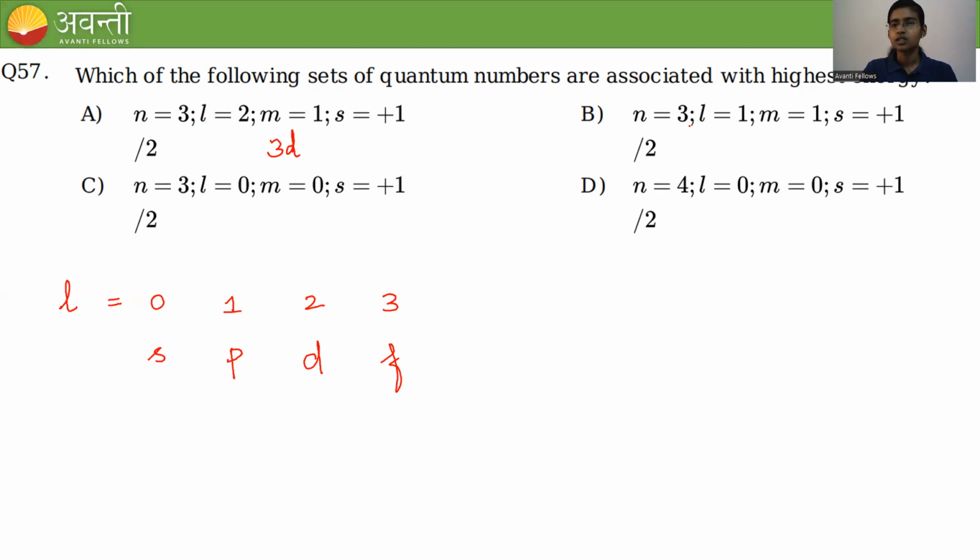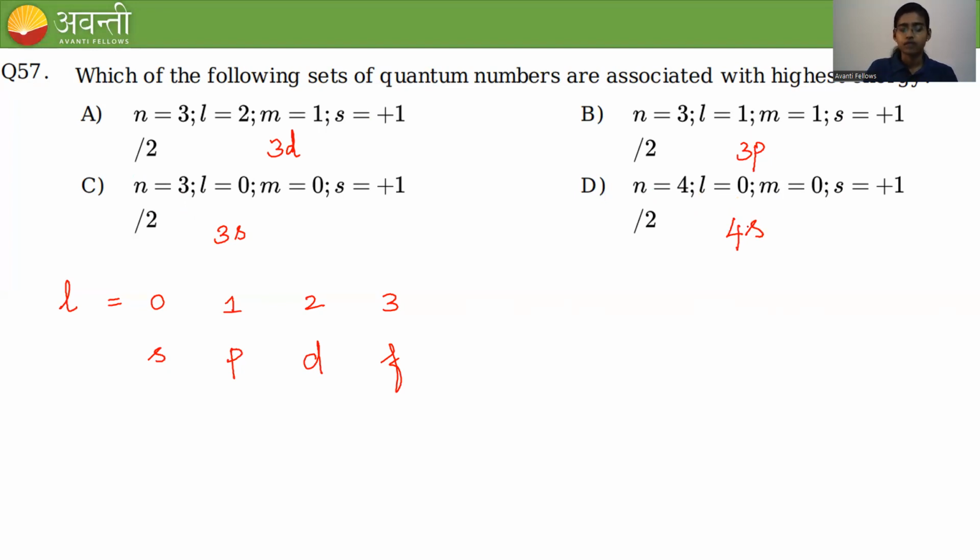And for option B, n is equal to 3 and L is equal to 1. L is equal to 1 corresponds to which orbital? It is p orbital, right? So it is 3p. Then coming to option C, it is 3s orbital, and option D, n value is 4 and L value is 0, so it is 4s orbital.